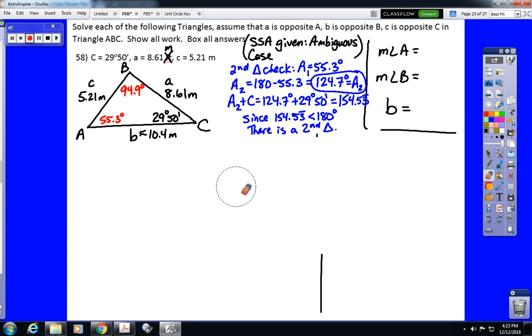And we're going to redo this work with the information for the second triangle. Okay? So here's what we know. The 94.9 is no longer the angle B, and 55.3 is no longer angle C. Instead, we already found out, I'm going to fix this up a little bit here, that we already know the measure of angle A2. We're going to have a new B2 and a new b.